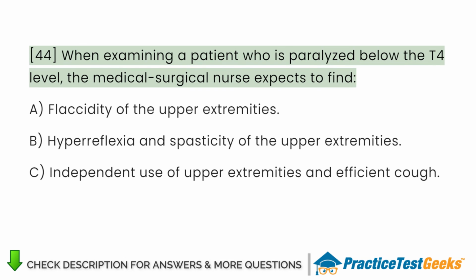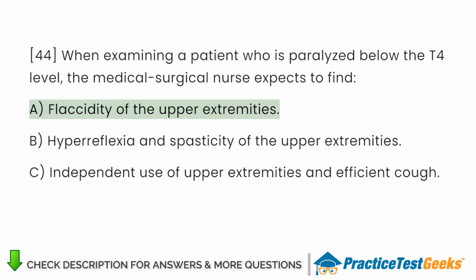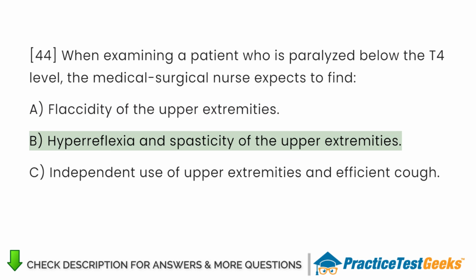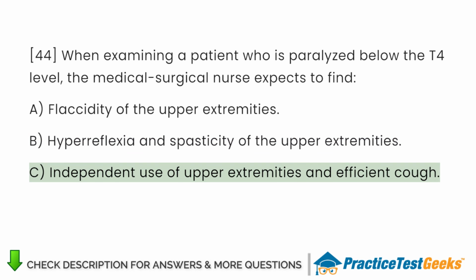When examining a patient who is paralyzed below the T4 level, the medical surgical nurse expects to find A. Flaccidity of the upper extremities. B. Hyperreflexia and spasticity of the upper extremities. C. Independent use of upper extremities and efficient cough.